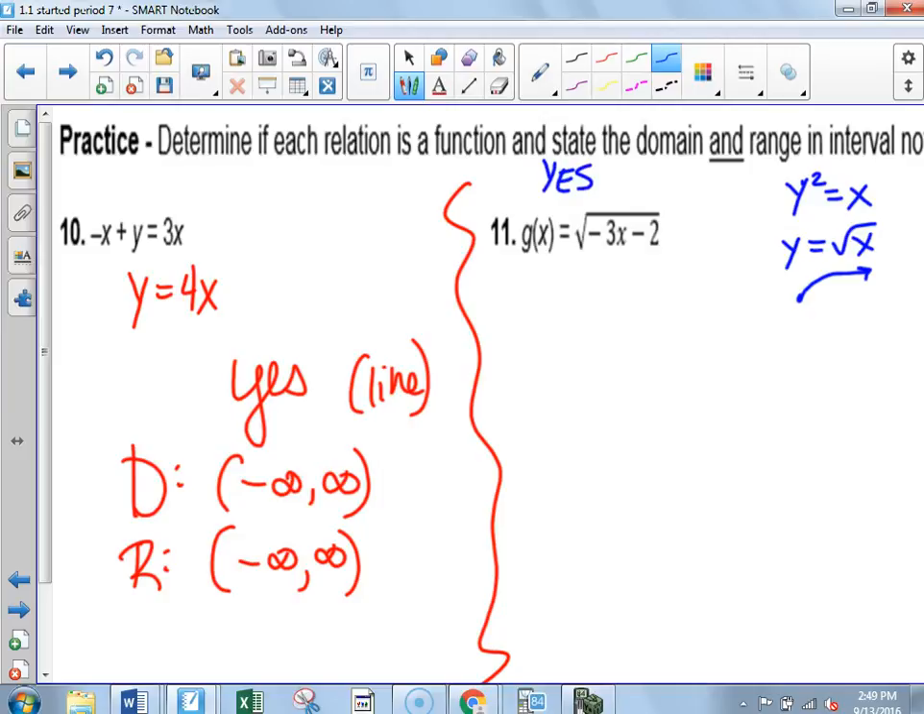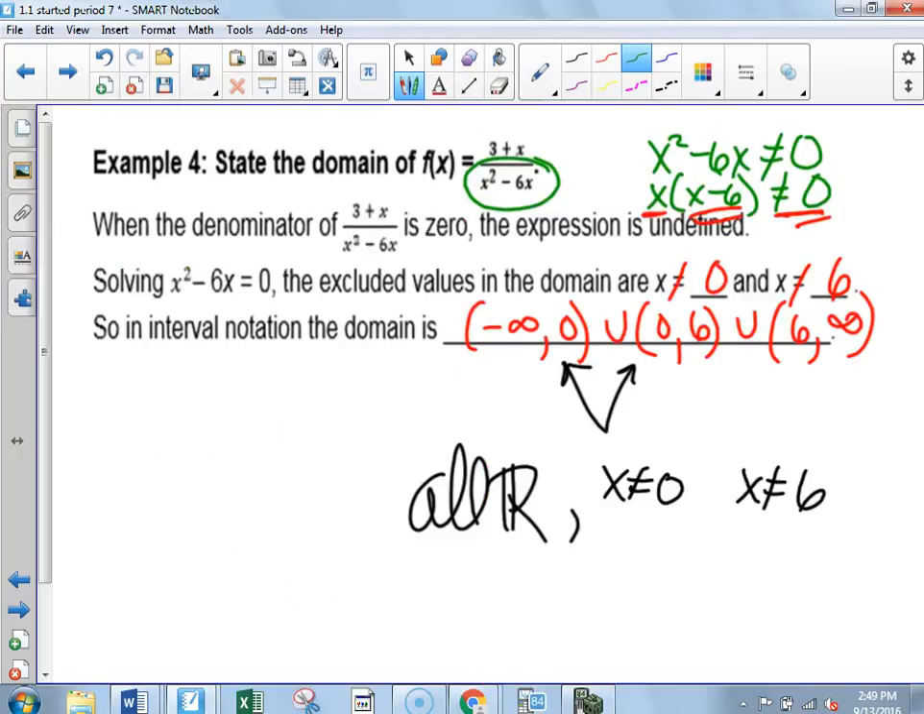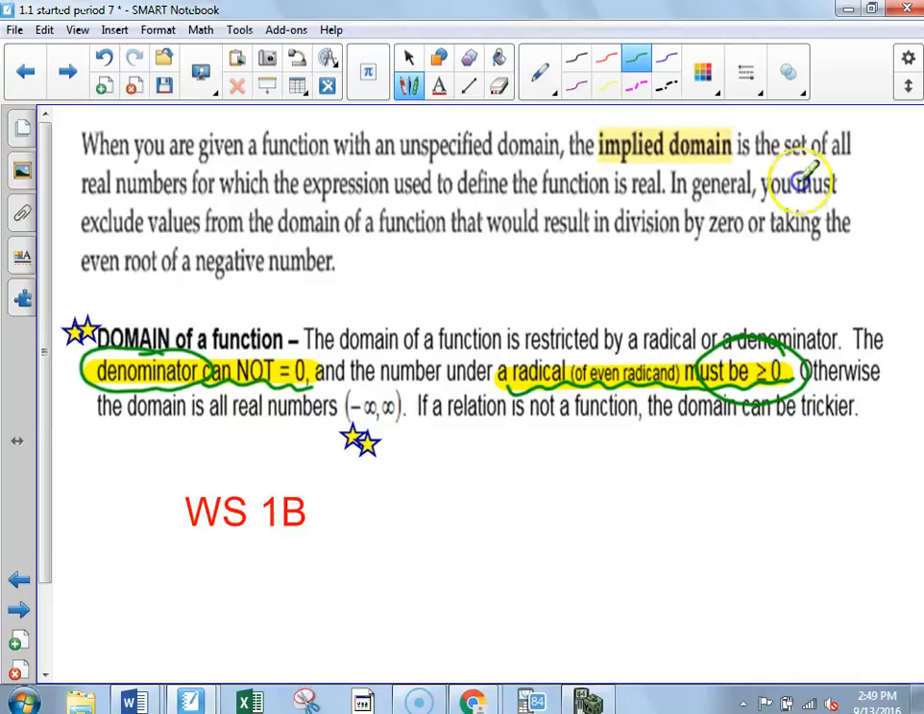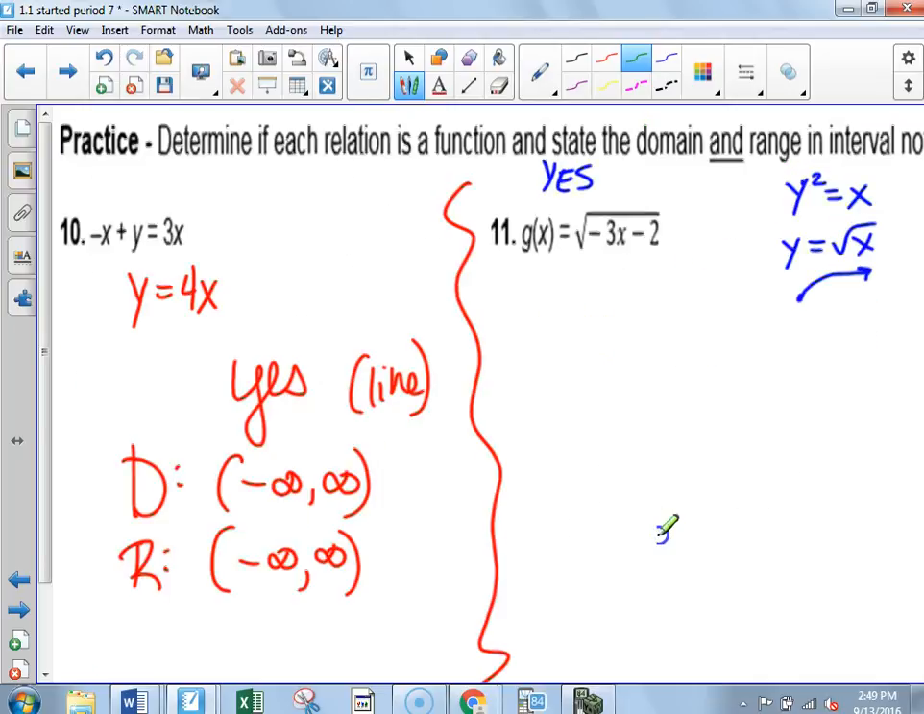Then how do we find the domain? It has a radical, so what do we have to do? It has to be greater than or equal to 0. Remember, if there's a radical, what's underneath must be greater than or equal to 0. It can equal 0. Everybody all right with that part? Square root of 0 would just be 0. All right, so we're going to do negative 3x minus 2 has to be greater than or equal to 0. Then what happens?